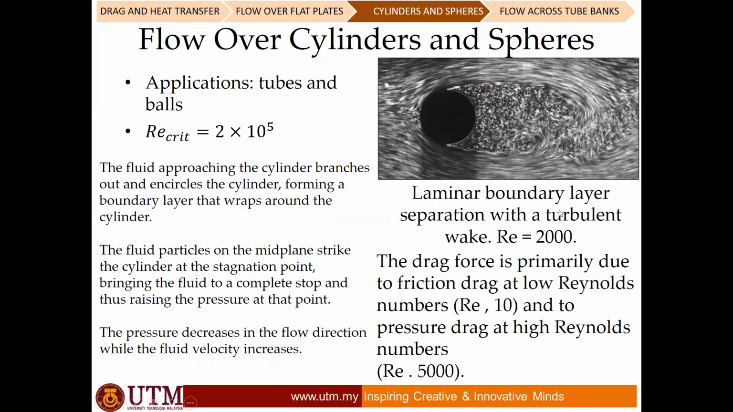So if you have a flow over a cylinder, this is a bit of a recap from the earlier part. For tubes and balls, cylinder in crossflow, the critical Reynolds number is 2 times 10 to the power of 5. Larger than or equal to this is going to be turbulent. The drag force is primarily due to friction drag at low Reynolds number, and at high Reynolds number it is due to pressure drag.